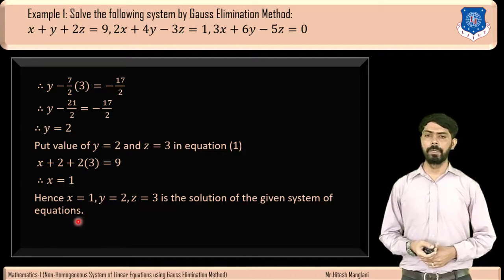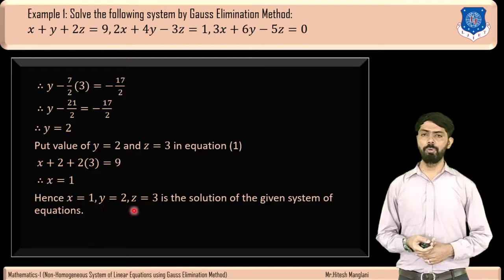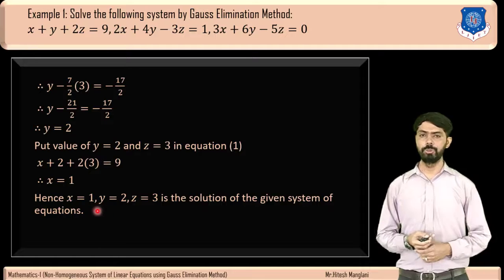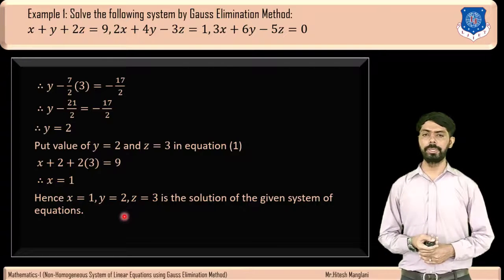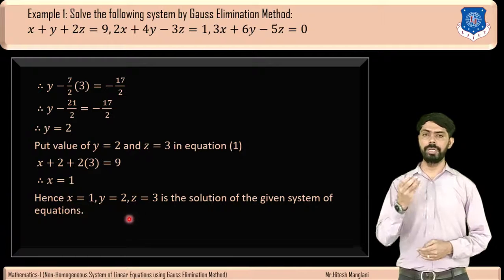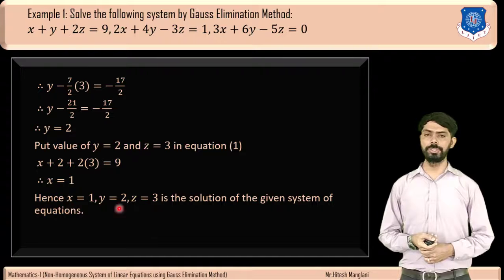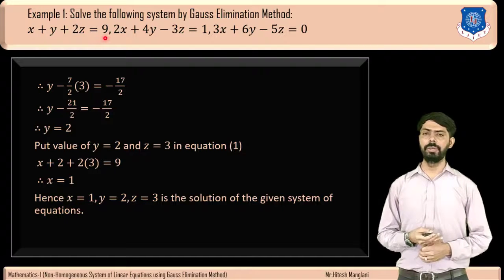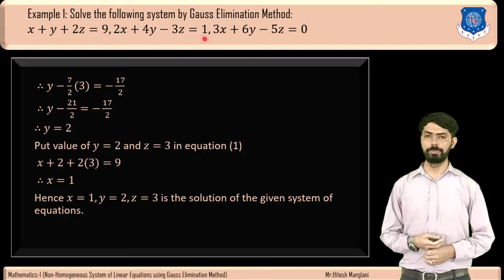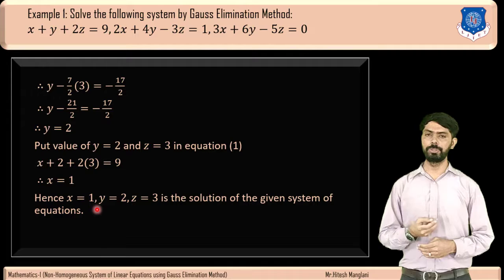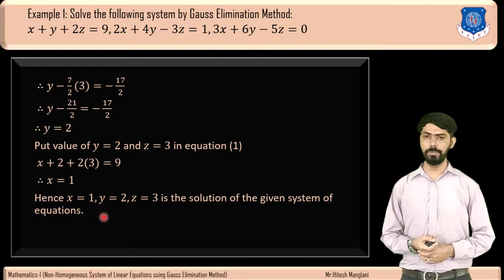So here we have discussed how to find the solution of a non-homogeneous system of equations using the Gauss elimination method, and in this example we have obtained a unique solution. This is an example of a non-homogeneous system because if you look at the right hand side of the equations, then the values are non-zero. If the values on the right hand side of the equations are non-zero, then that system is called a non-homogeneous system.